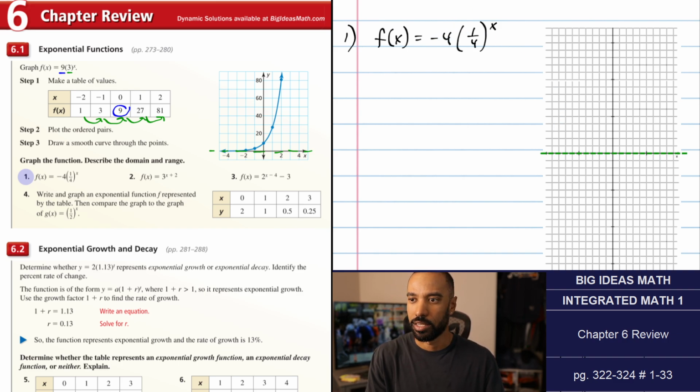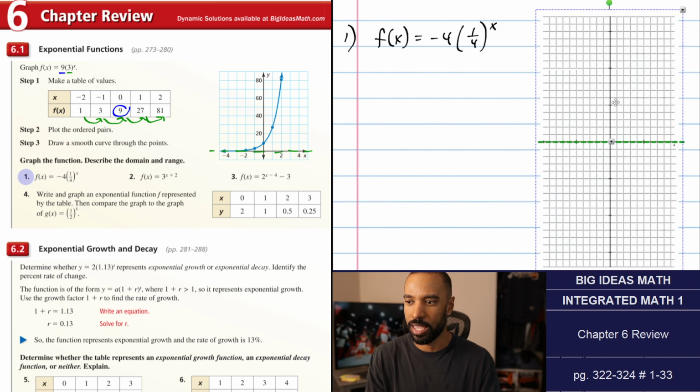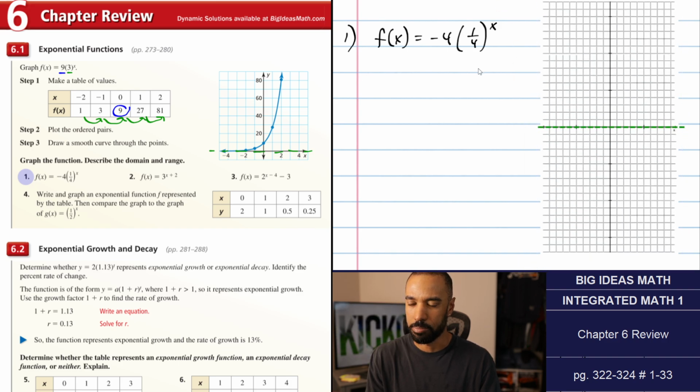Negative 4. Let me actually bring this thing up. Negative 4 is our y-intercept. So this will be a negative function, a negative exponential function, and it has negative decay. 1/4 is what we're multiplying by. That's the same as dividing by 4.